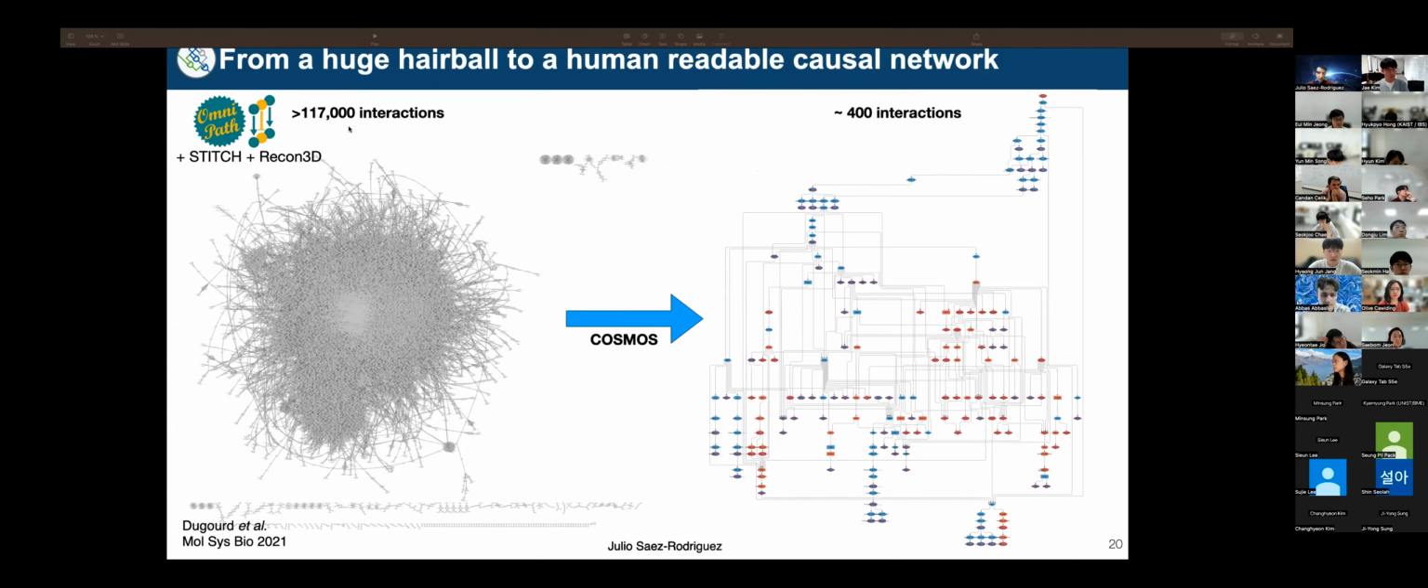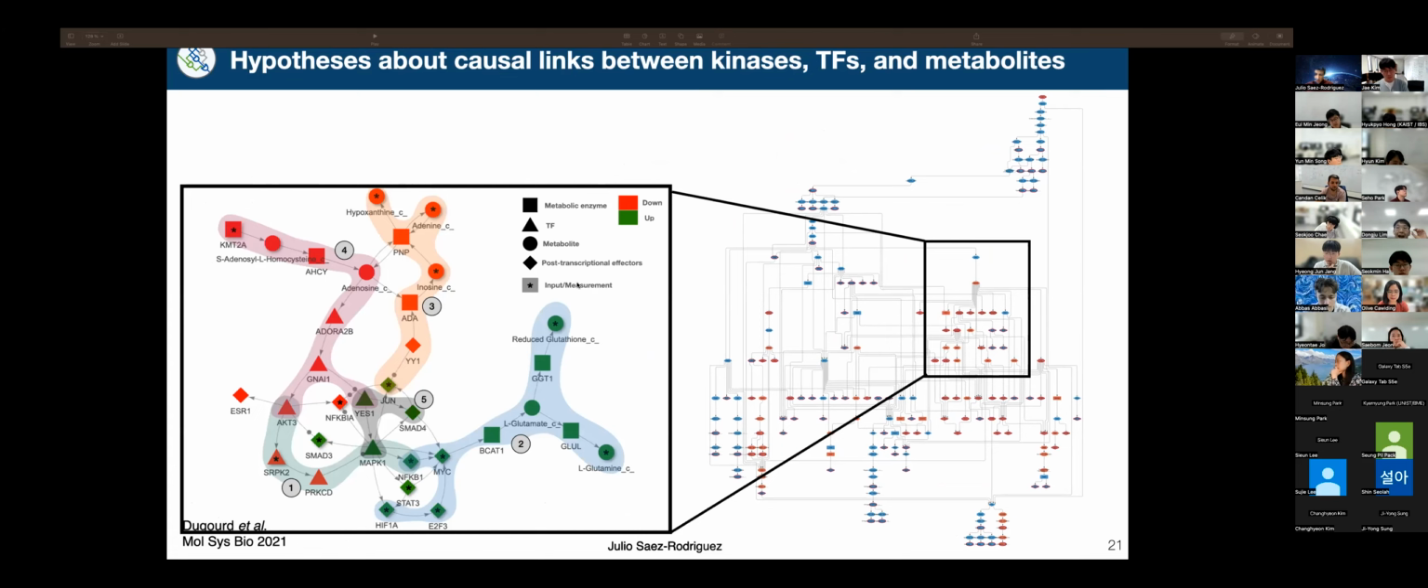So here we map these kinases, transcription factors, and metabolites. We apply integer linear programming, and at the end, we get a network like the one you see on the right. So it is still a relatively complex network, but certainly less so than the one on the left, with around 400 interactions. And when you zoom in on these interactions, it looks like the one here on the left. Because we use sign-directed knowledge, we can find sign-directed interactions that span the molecular processes we have measured. So you see metabolic enzymes, the triangles are transcription factors, and these rhomboids here are post-translational effectors, such as phosphorylation.